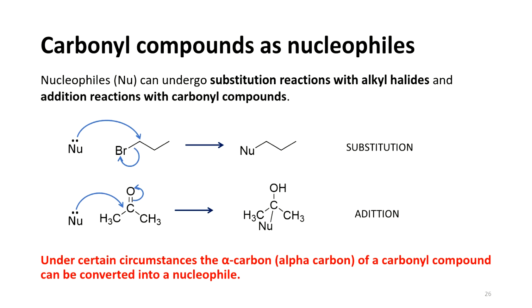So we mentioned before that all the nucleophilic reactions that we have looked at so far are with alkyl halides. So we looked at SN1 and SN2. And with carbonyls, we looked at addition of nucleophiles. And in all cases, the nucleophile is attacking an electron deficient center. However, under certain circumstances, the alpha carbon, that is a carbon which is directly next door to the carbonyl, can also be converted to a nucleophile.